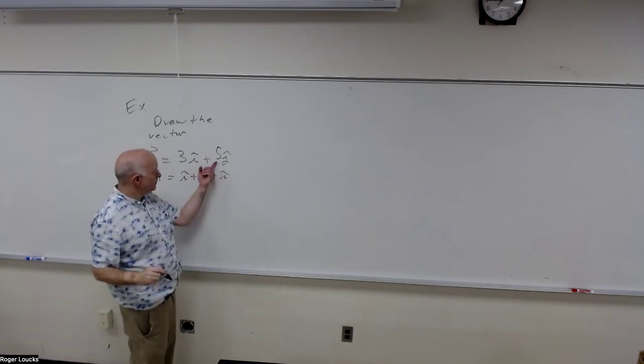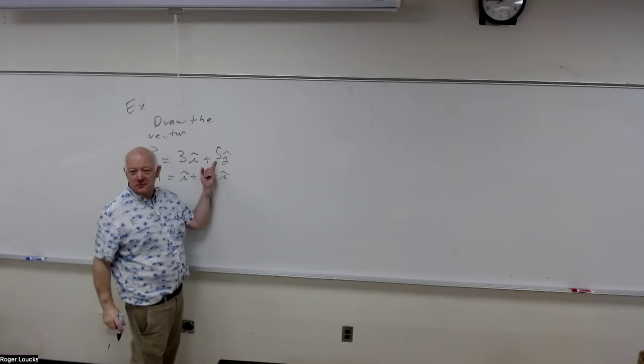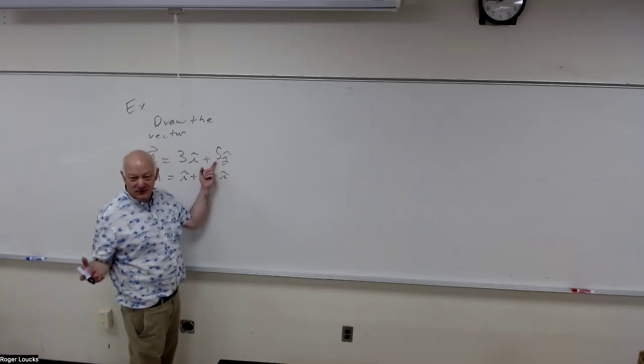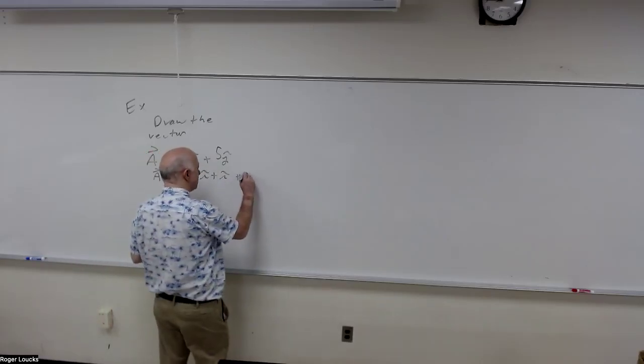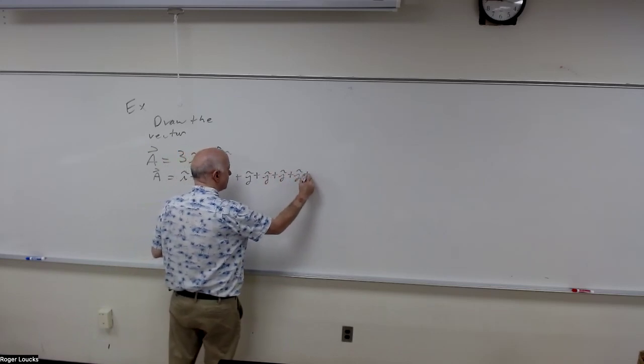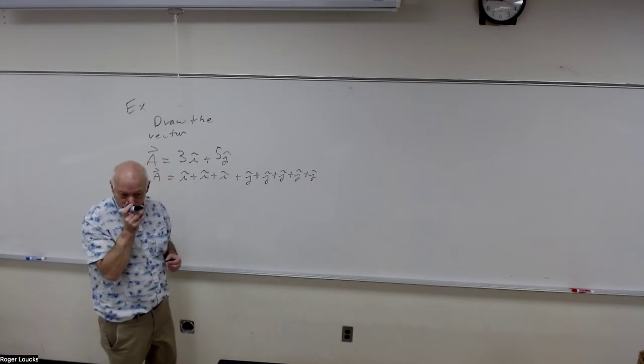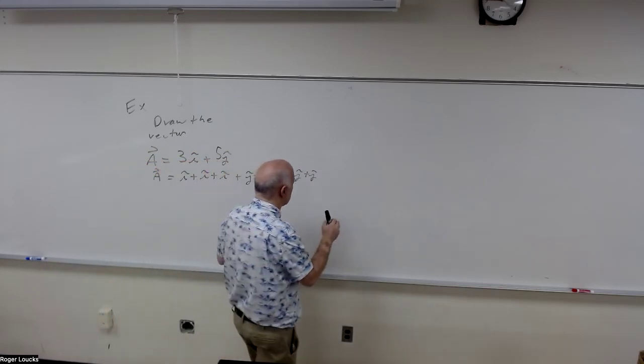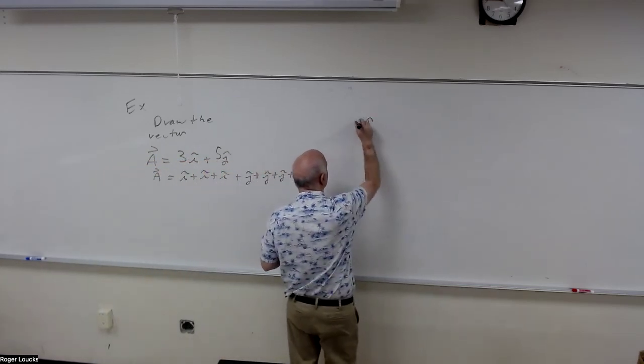Oh, it is 5 j-hat. Well, maybe I should use a smaller number. Okay, there's going to be 5 of the j's put together, right? Plus j-hat plus j-hat plus j-hat plus j-hat plus j-hat. So if you were to draw this thing, what would you do? Here's your XY axis.